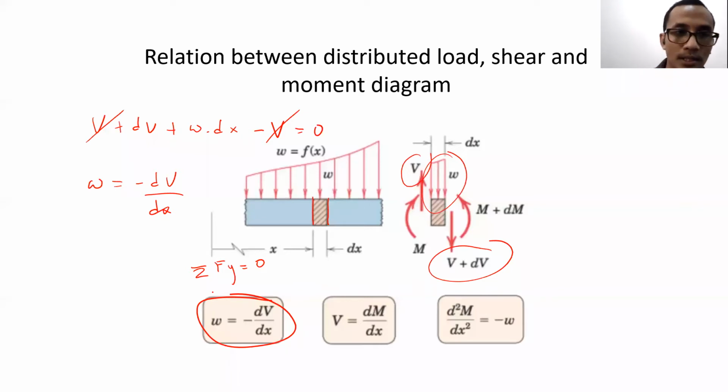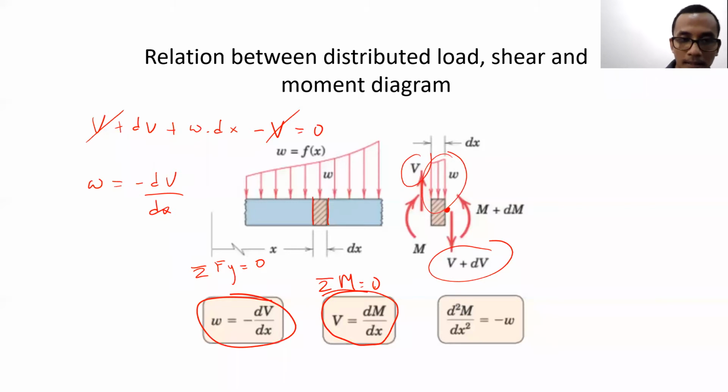Then the next one is by using sigma moment equal to 0. Sigma moment equal to 0 from the right edge. This is what we will get: V is equal to dM per dx.